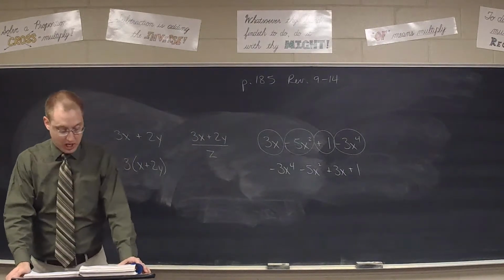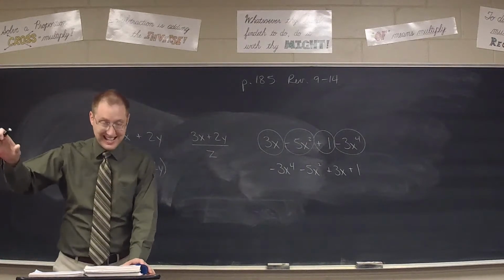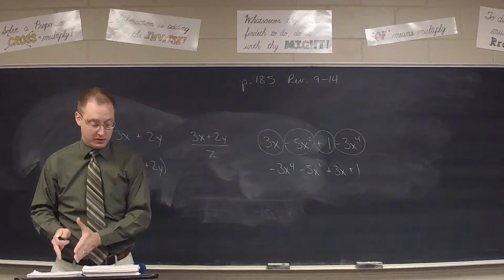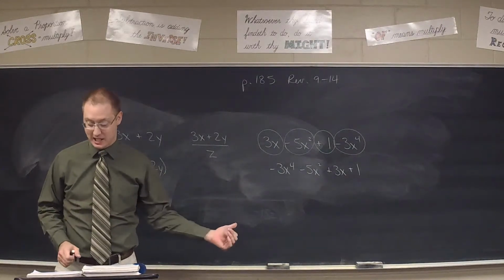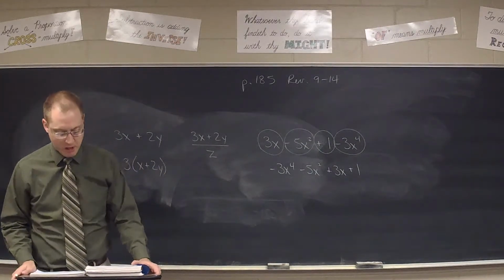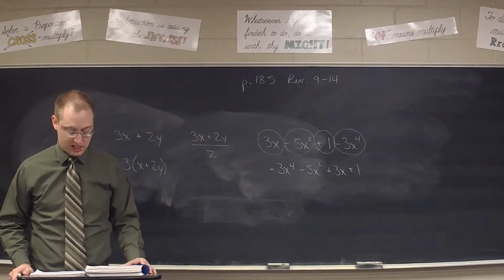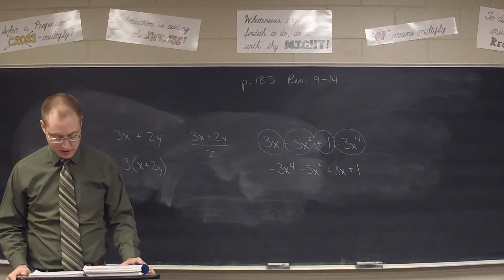Number 12, we'll keep the positive 4x to the fourth. We'll keep the negative 3x cubed. We'll combine the x squares to get positive 6x squared. We'll combine the x's to get negative 6x. Your answer one more time, 4x to the fourth, negative 3x cubed, positive 6x squared, negative 6x.